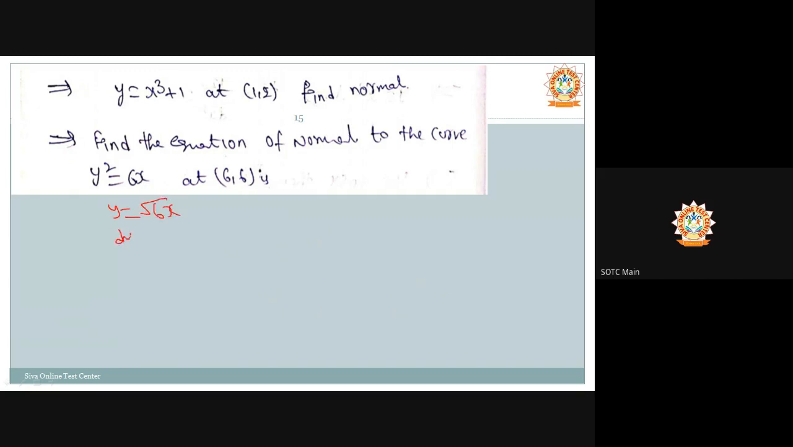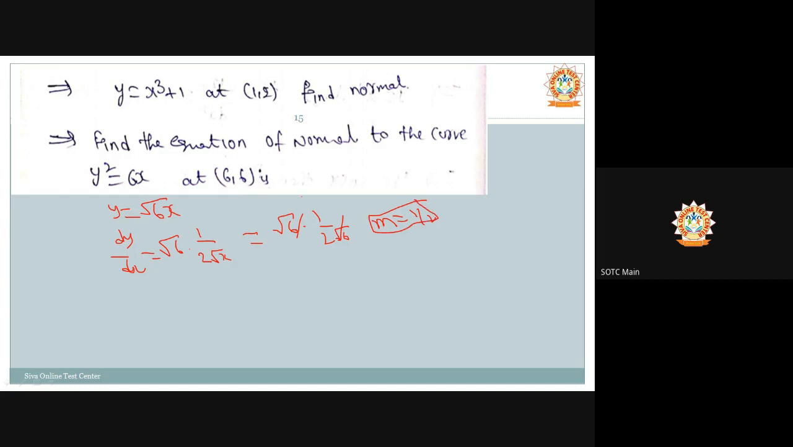So then dy by dx will become what? Root 6 is the constant. So root x, what is the differentiation of root x? That is 1 by 2 root x. Right? So simply m will become dy by dx at 6 comma 6. If you substitute x as 6, it will come root 6 into 1 by 2 root 6. So root 6 will get cancelled. Your m is equal to 1 by 2.